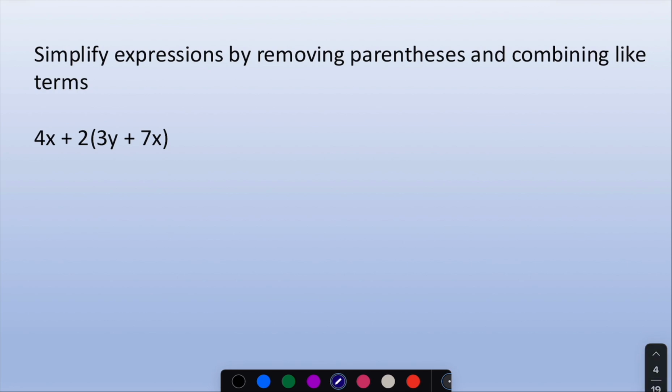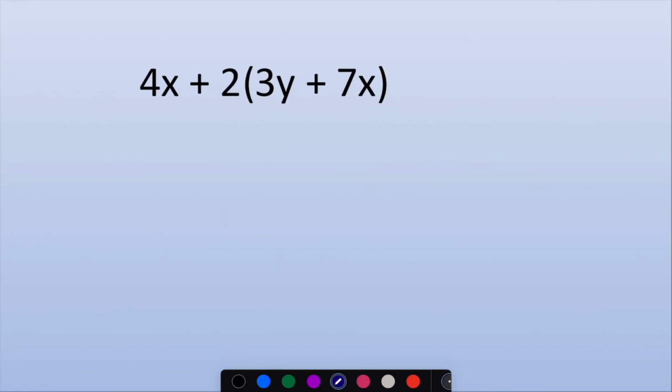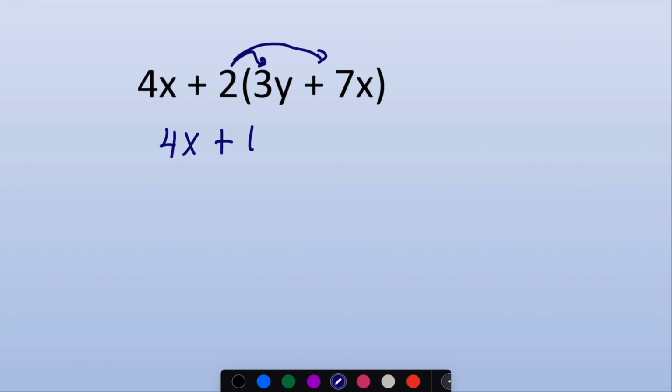Now, if we have something that requires that we use order of operations, in this case, we have these parentheses here, that requires that we use the distributive property because these are unlike terms. We can't combine them. So the only way that we can deal with this 2 here is to use the distributive property. So what are we going to do? Well, we're going to take the 2 and multiply it by both terms that we see there. So we get 4x plus 6y plus 14x.